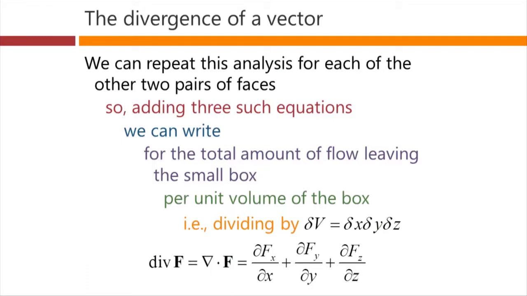this divergence here. So we've shown that this divergence represents the net amount that is flowing out of the box in whatever quantity this f represents for a very small box, in the limit of a small box, per unit volume.